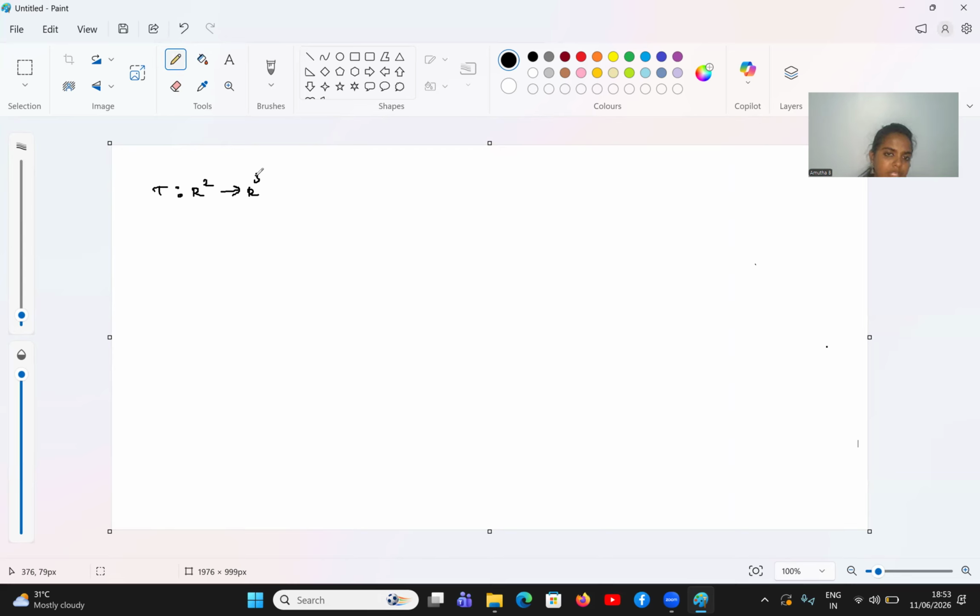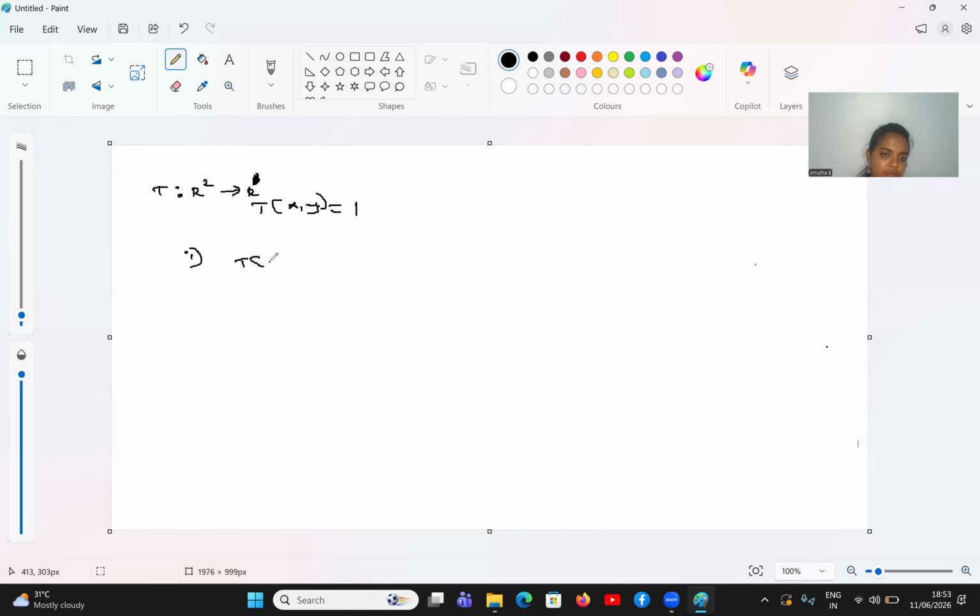R2 or we can try R to the power 1. So T of (x, y) goes to 1, which is a simple map. Can we check whether this is a linear transformation? What's our first option?